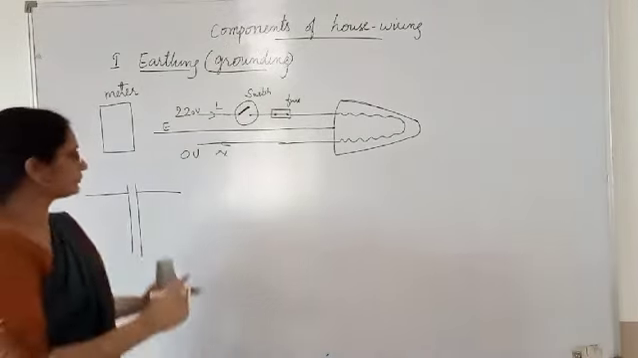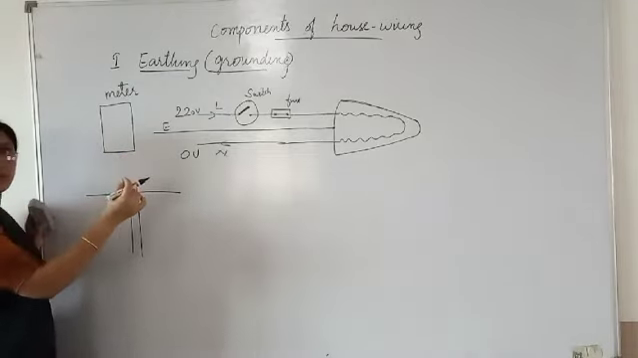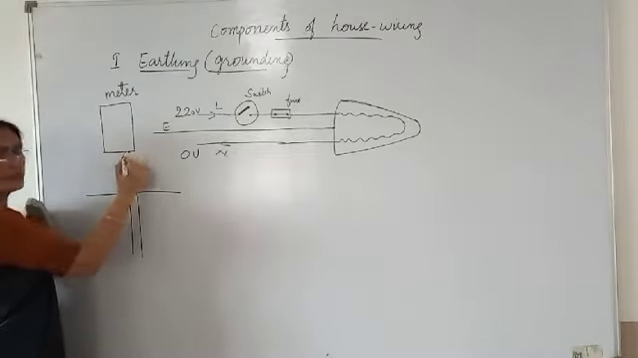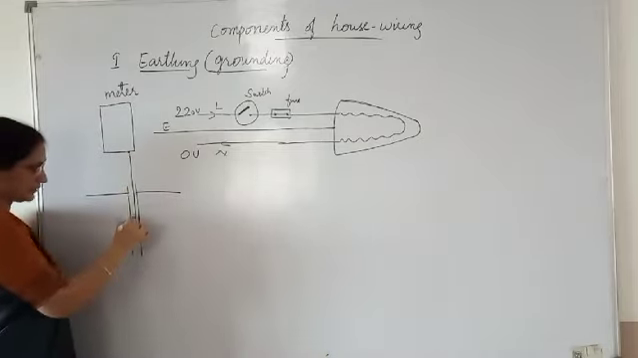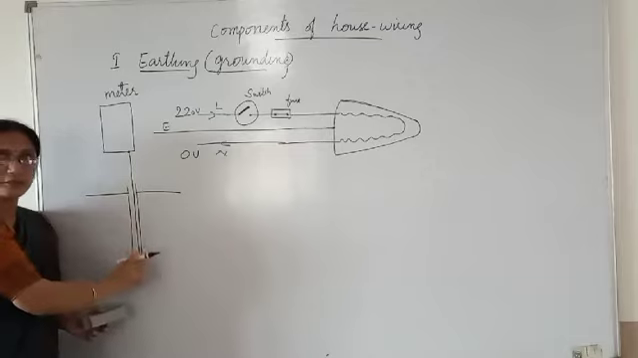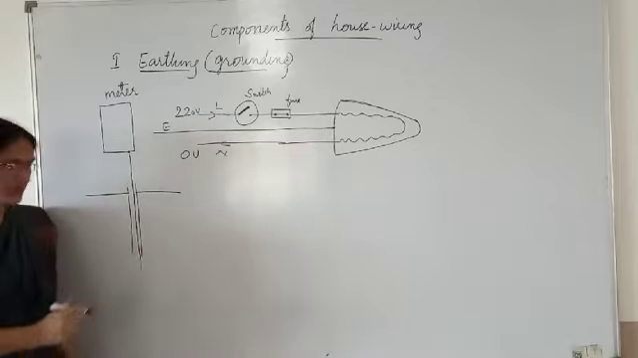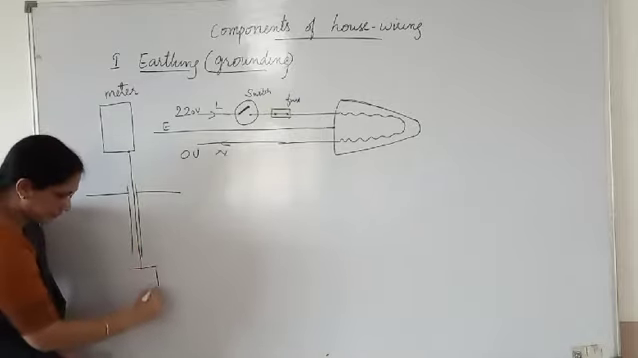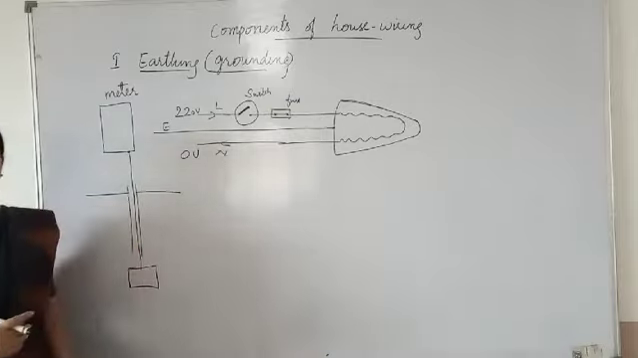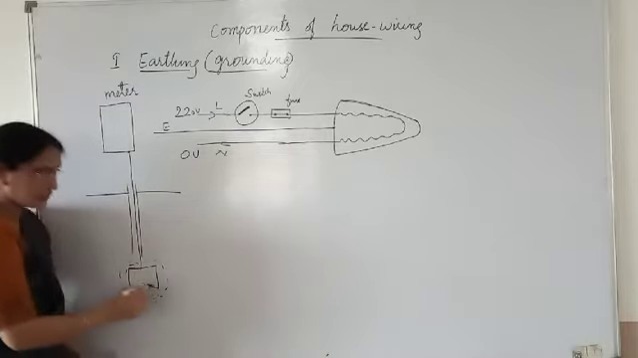Look at the diagram. This is the meter. One thick wire will be connected to the body of the meter, and from there it is buried deep under the ground. It passes through a PVC pipe, and the depth must be 2 to 3 meters. At the end of this copper wire, a copper plate will be attached, and this plate will be surrounded by a charcoal and salt mixture.